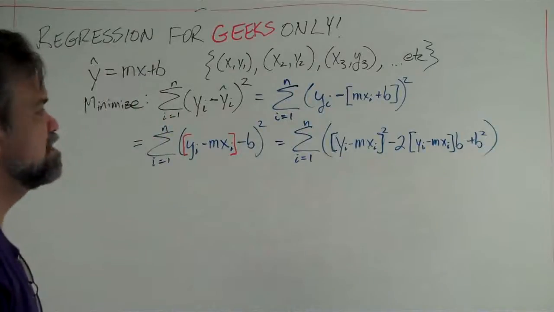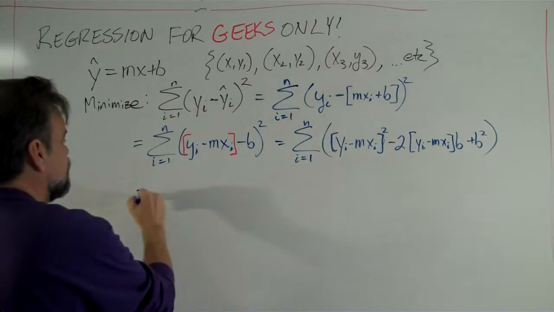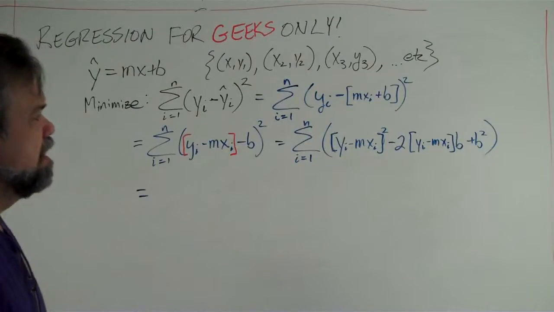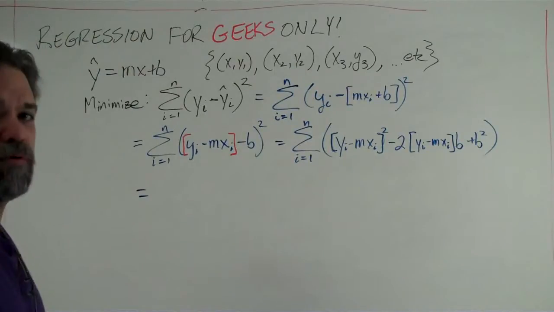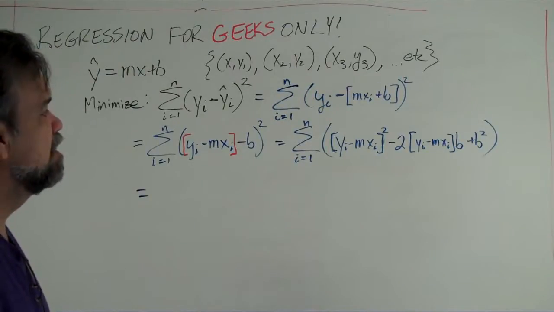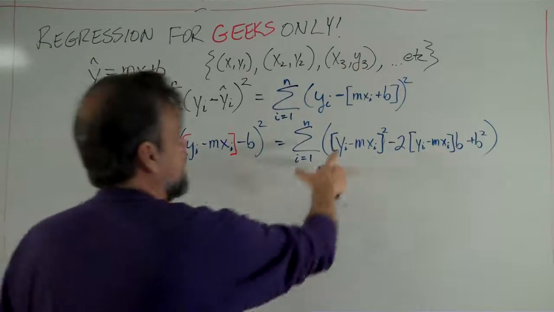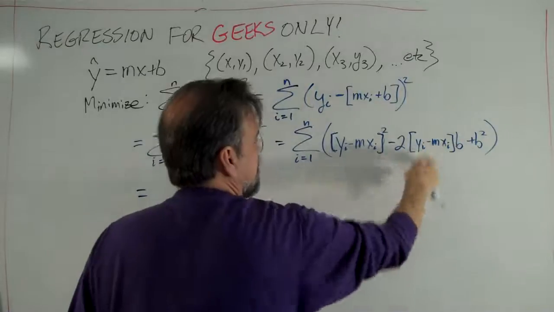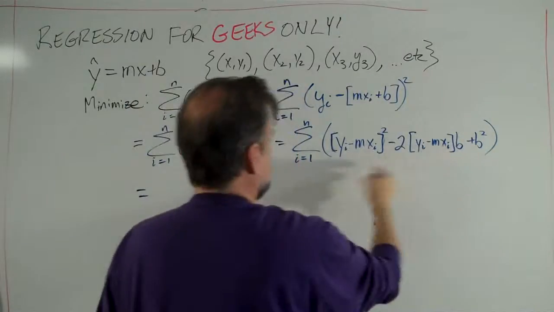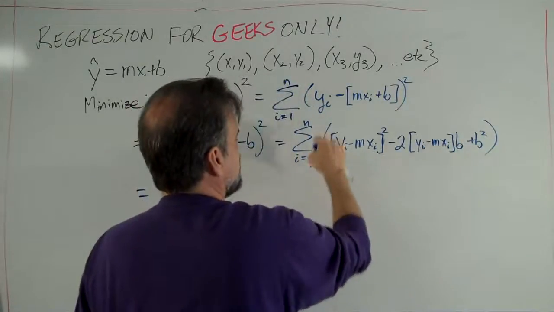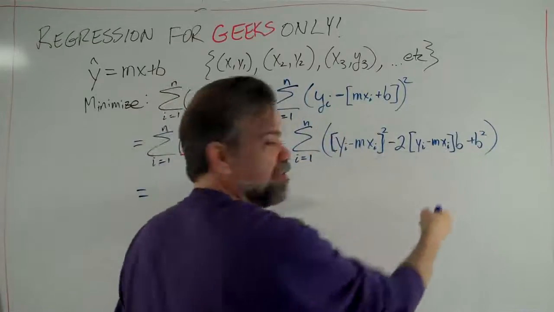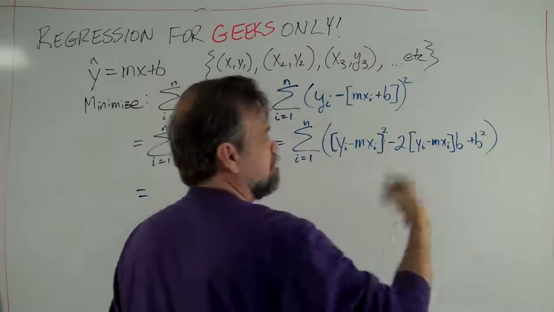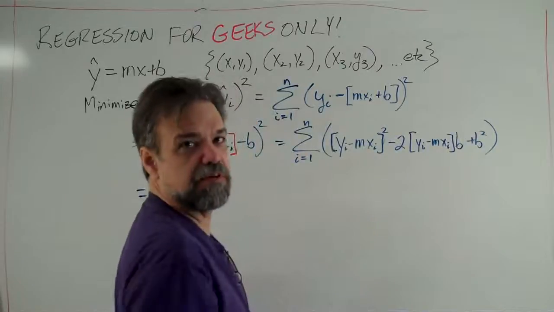Okay? Looks messy, but it's about to clean up. All right. Now I want to split apart my sums. I want to add this stuff up, and then I'm going to subtract 2 times the sum of all that stuff. And then, well, look, if I have the sum as i goes from 1 to n of just b squared, that's just b squared plus b squared plus b squared. So that's just n times b squared.